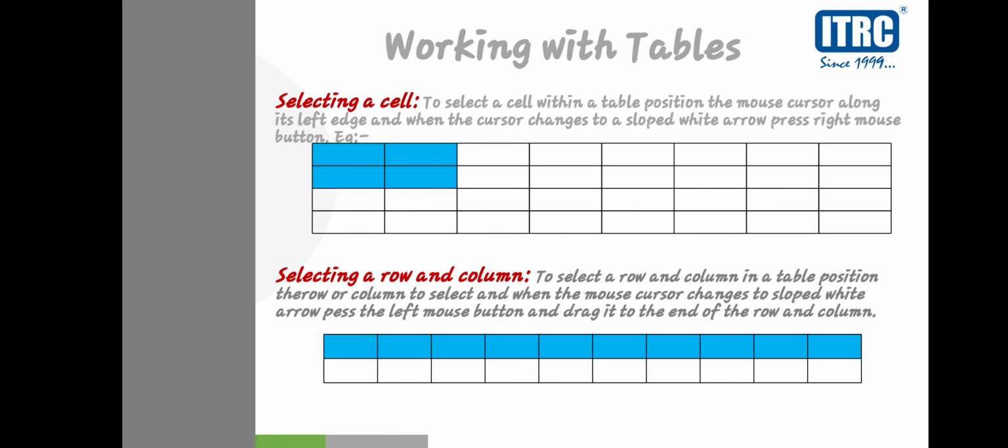Selecting a cell. To select a cell in a table, position the mouse cursor along its left edge, and when the cursor changes to a slanted white arrow, press the mouse button. For example, like this table created.